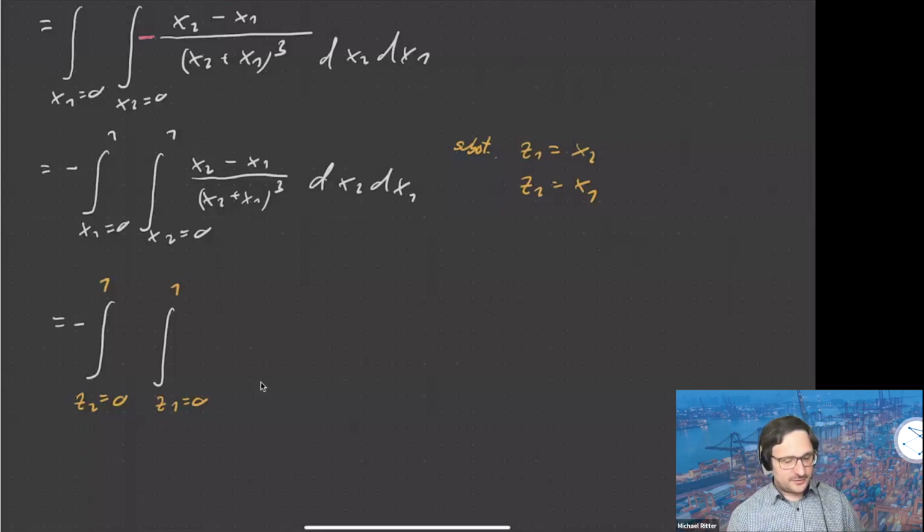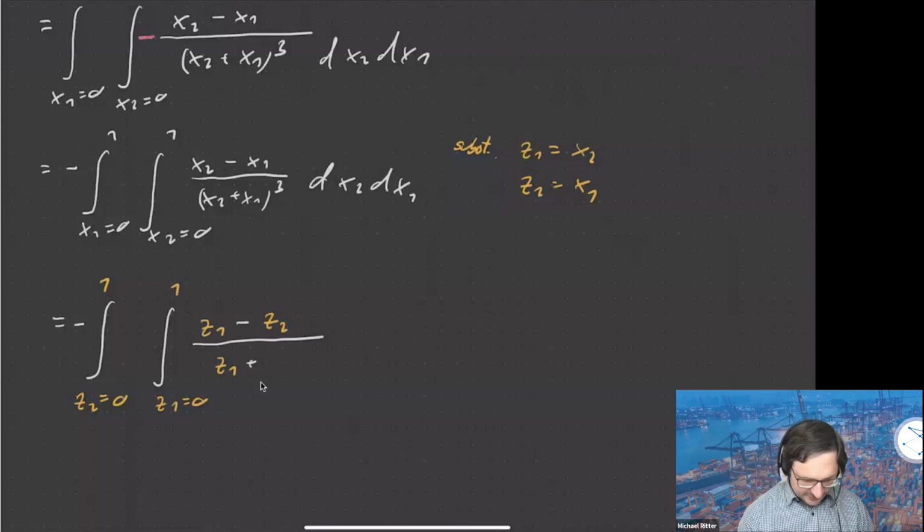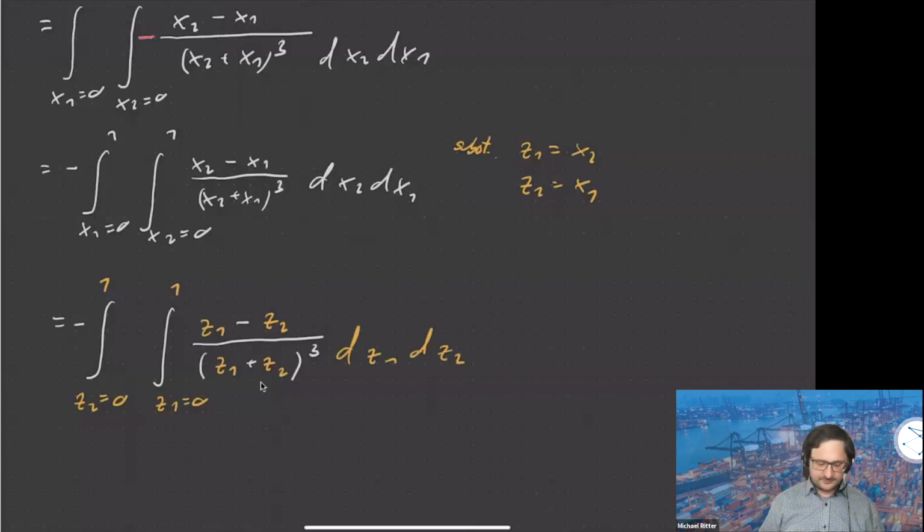And then I also replace those in the function expression itself. So I have c1 minus c2 divided by c1 plus c2 to the power of 3, dc1 dc2, like this. What I have now is the very same integral that I have just evaluated. The only difference is I now have c's instead of x's, but the order is the same.